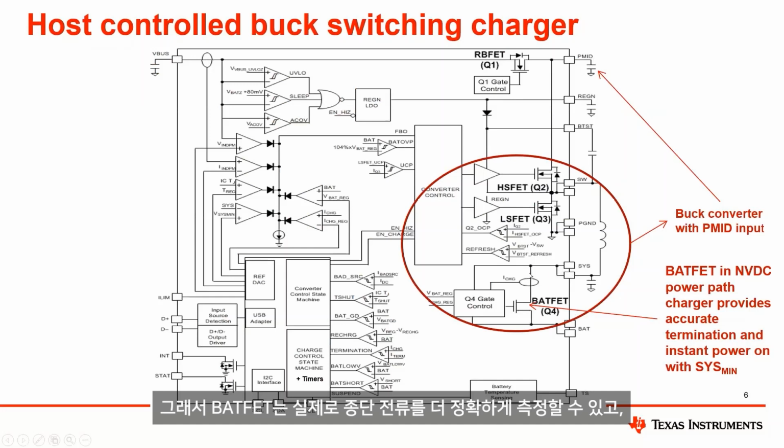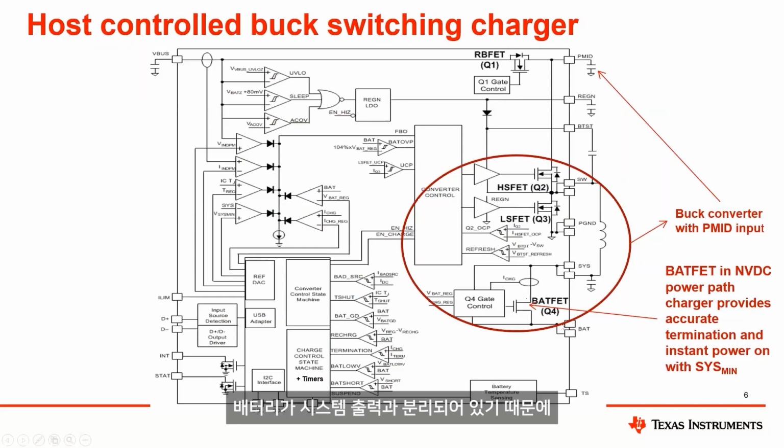The BATFET can more accurately measure the termination current, and since the battery is separated from the system output, the converter can provide a minimum system voltage at SYS. In the event that the battery is so discharged that it can't power up the system, the converter itself will do that.